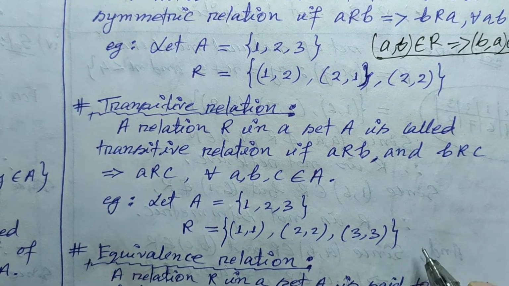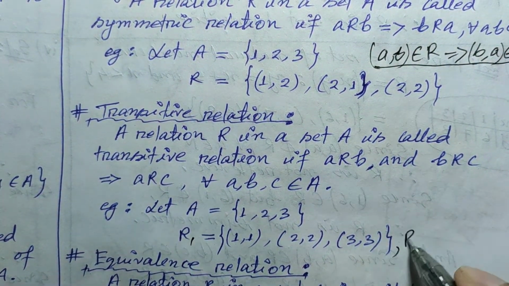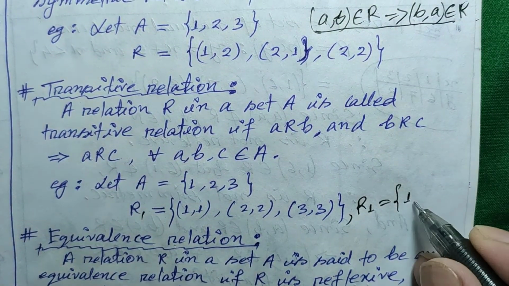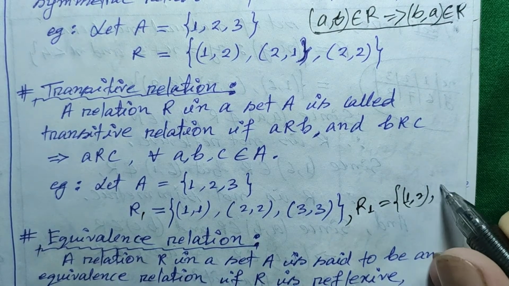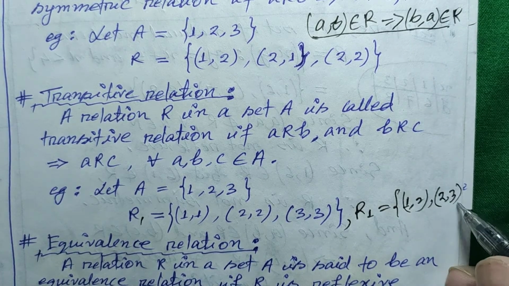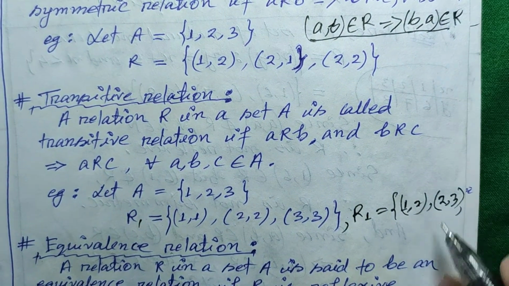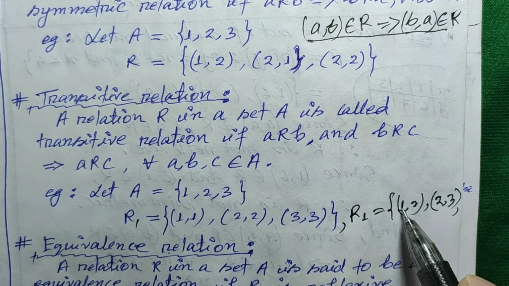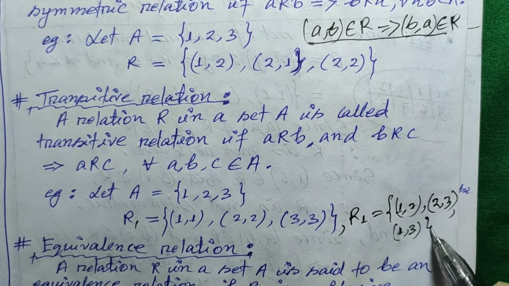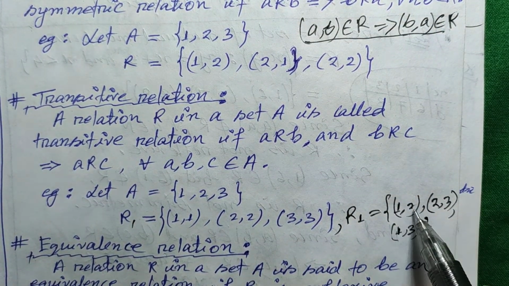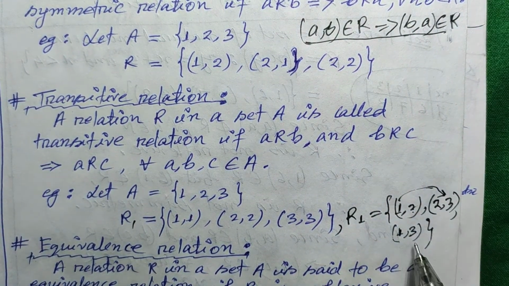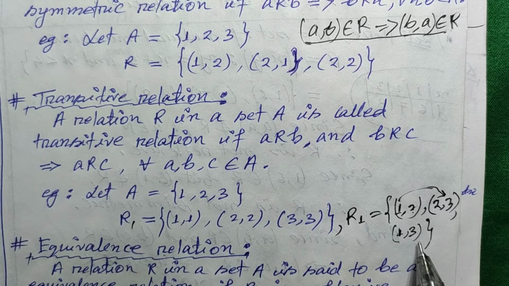So we can take another example also, R1. That means if there is (1, 2), then this is AB, and another one is (2, 3), then BC. If BC is there, then compulsorily A should be related to C. That means (1, 3) should be included. I hope it's clear. If A is related to B and B is related to C, then A should be compulsorily related to C. Otherwise, that is not a transitive relation.